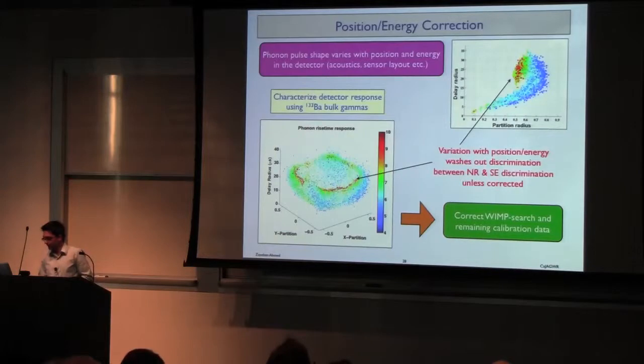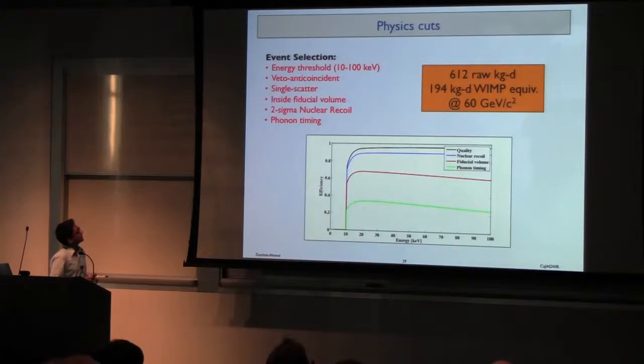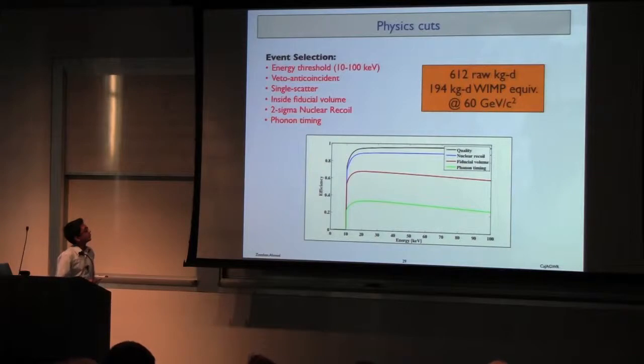So, okay, once we have that, we can actually do some physics. We can set physics cuts, and essentially our WIMP search selection will consist of this. We have an energy threshold cut, so 10 to 100 keV. That's the interesting region of recoils that we want to look at. Veto anti-coincident, we don't want any activity in the muon veto. Single scatter, and that's just saying that WIMPs will not interact in your detectors more than once.